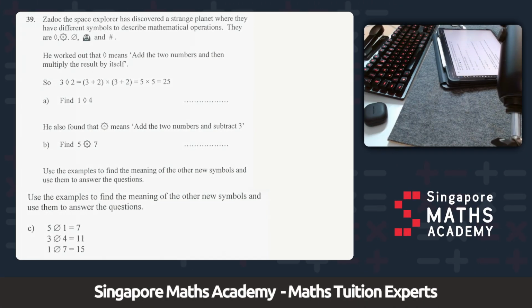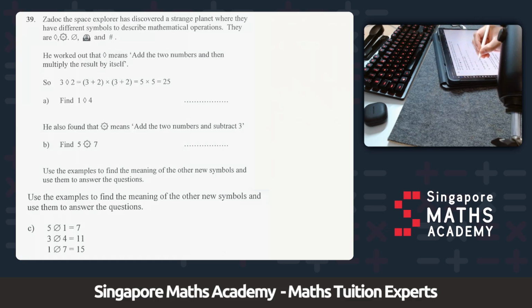It says here, Zadok, the space explorer, has discovered a strange planet where they have different symbols to describe mathematical operations. They are, as you can see, 1, 2, 3, 4, 5 different symbols, including a hashtag. He worked out that the first symbol means add the two numbers and then multiply the result by itself. So 3, 2 means 3 add 2 times 3 add 2, which is the same as 5 times 5, which is 25. Find what 1 and 4 represents here.